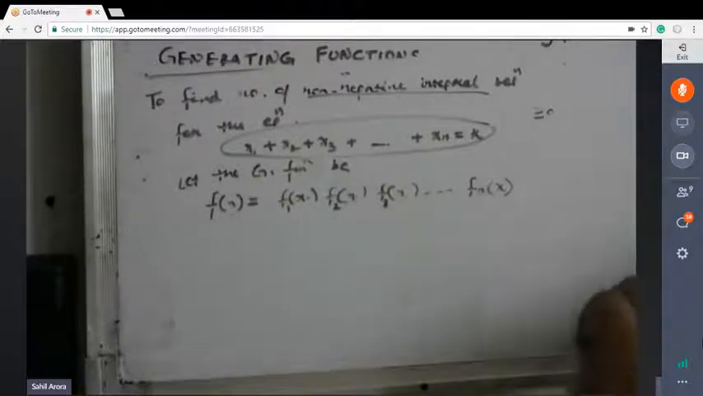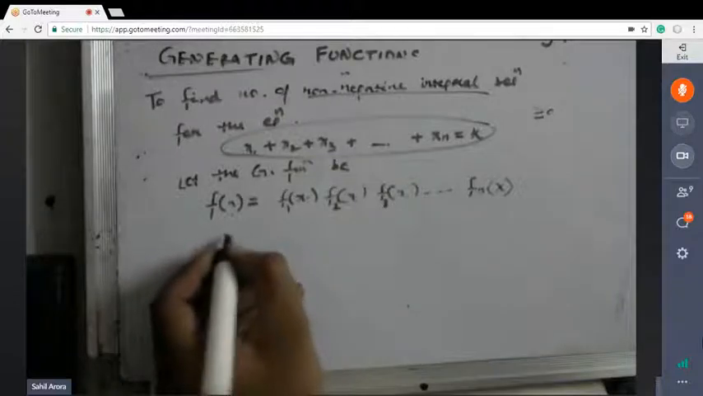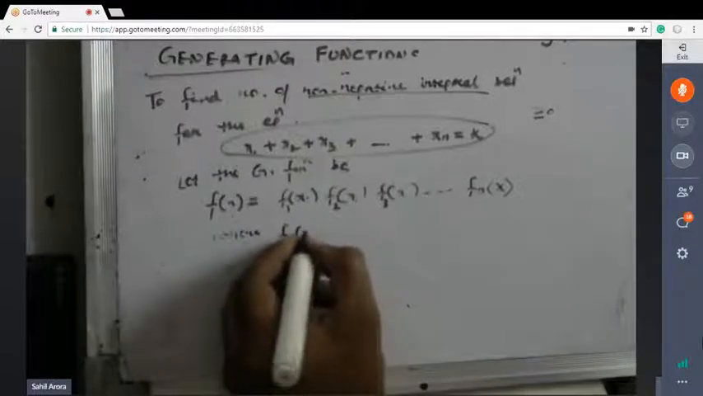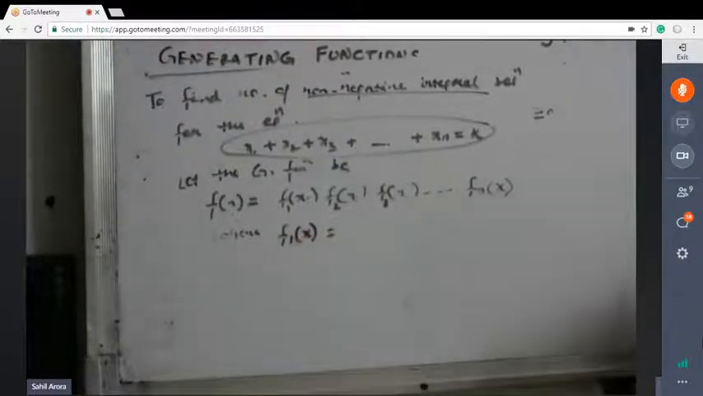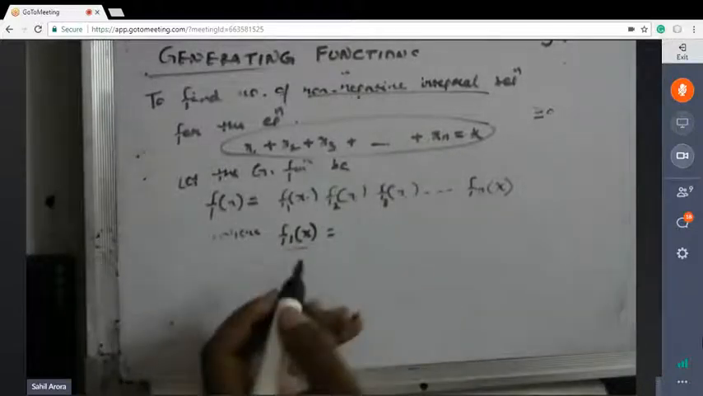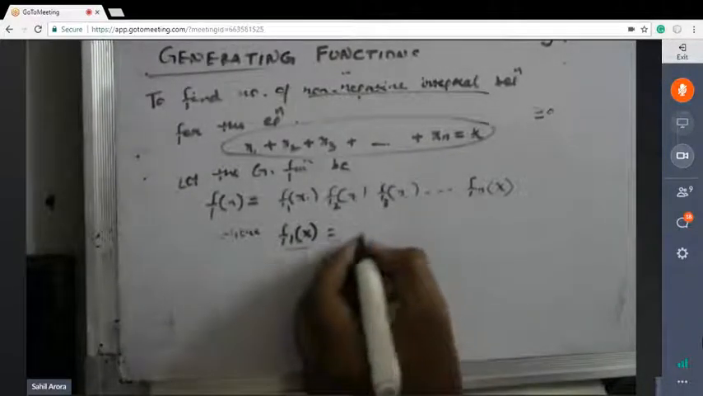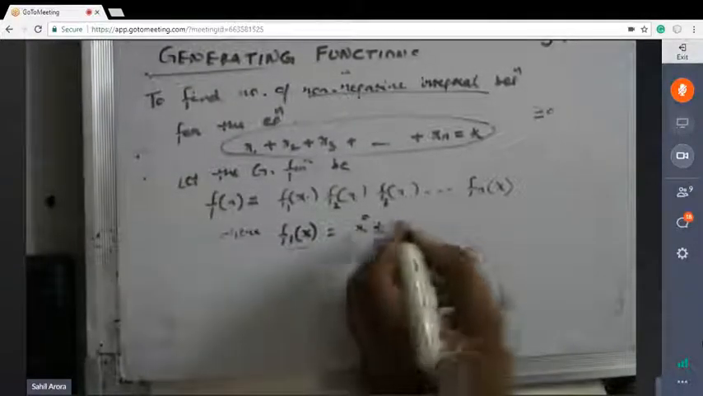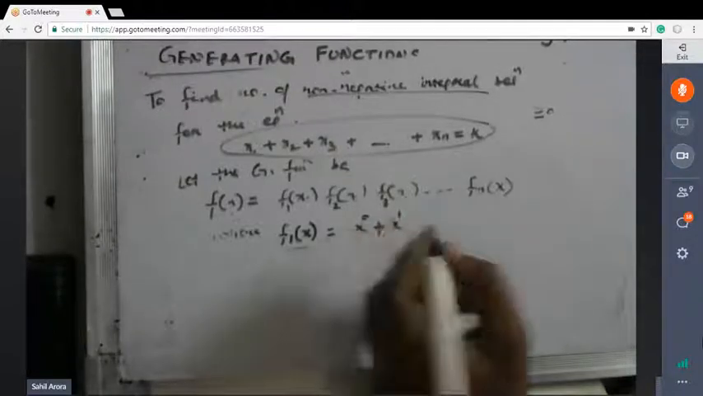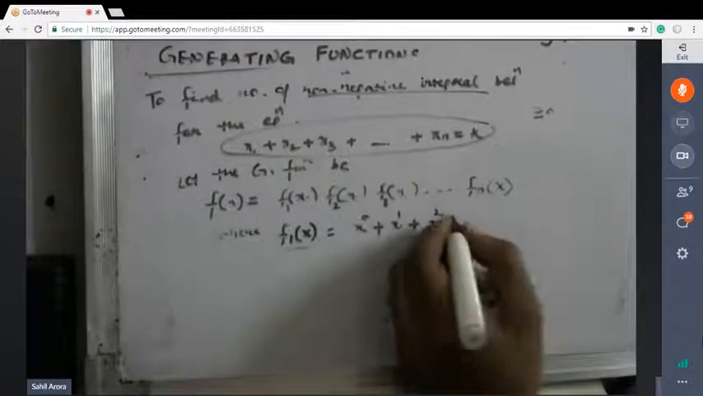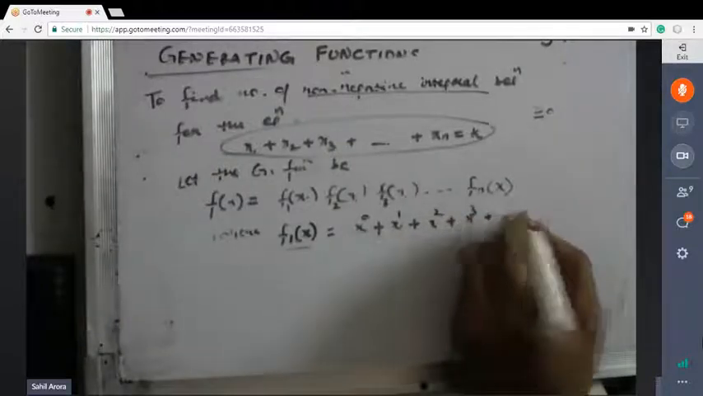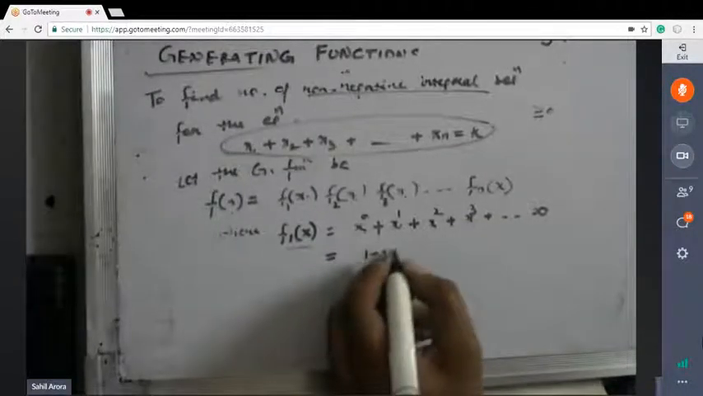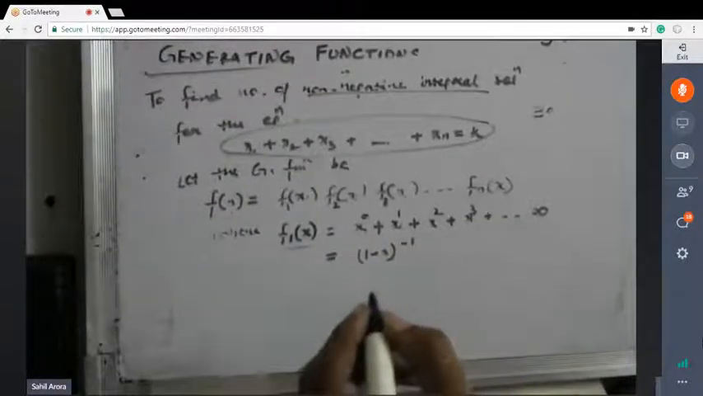Now we know that f1 of x would be what? It says either I will not give anything, x power 0, or I will give 1, or I will give 2, or I will give 3, and I can go anything up to infinite. So this is nothing but the expansion of 1 minus x whole power minus 1.